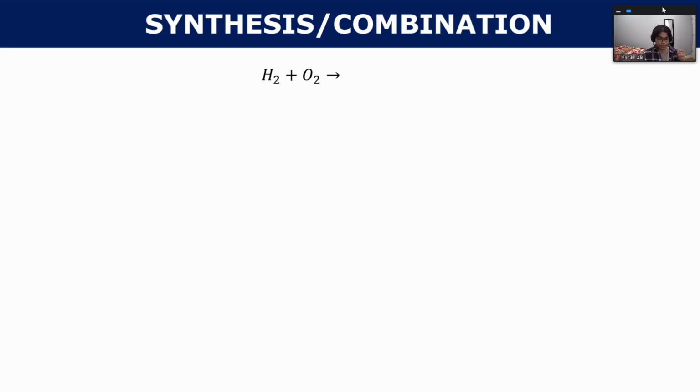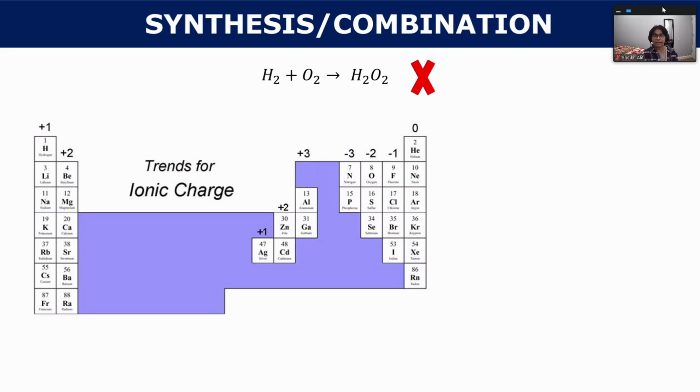So we have H2 and O2, and you would think that produces H2O2, but that is incorrect. And the reason why is because the compound that we form needs to have a net charge of 0. So if we look at ionic charges, hydrogen has a +1 charge, and oxygen has a -2 charge. You can tell from the table here. So H2O2 is going to have a net charge of -2. And we cannot have that. The compounds we form must have net charges of 0.